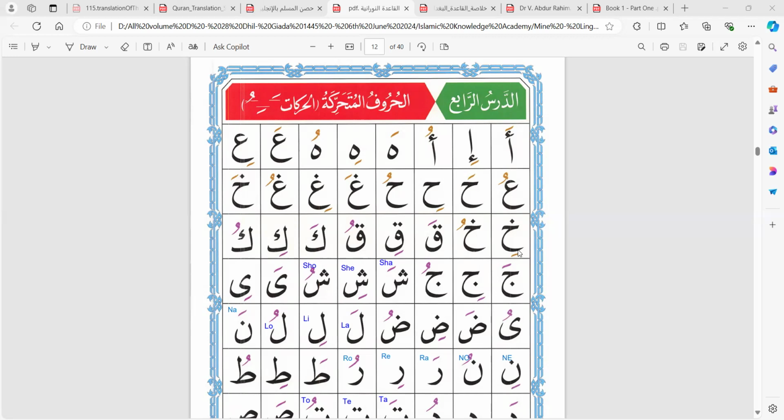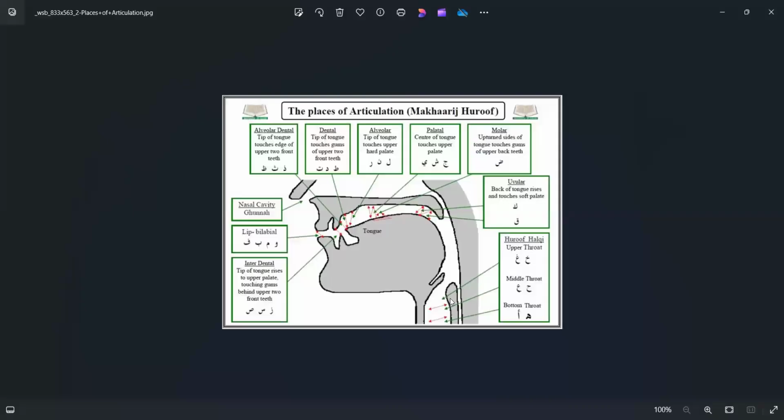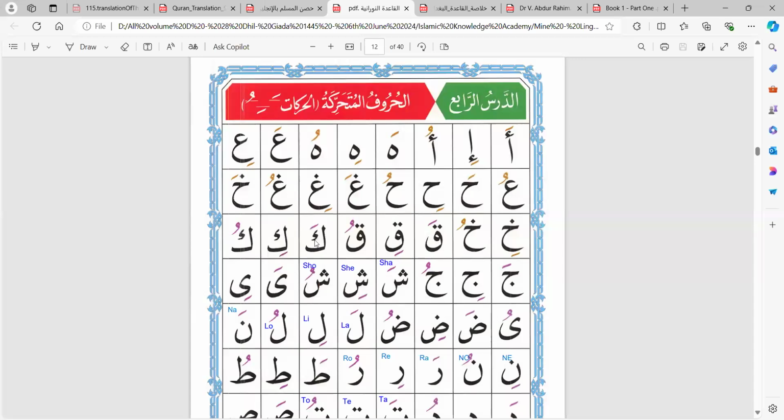Together خا, خي, خو. Here we notice that we are talking about the 6 letters that come from the throat, حروف الحلق. After this, we go to the 2 letters coming from the back of the tongue. The back of the tongue rises up to touch the soft palate. So we go to these 2 letters, قاف and كاف.